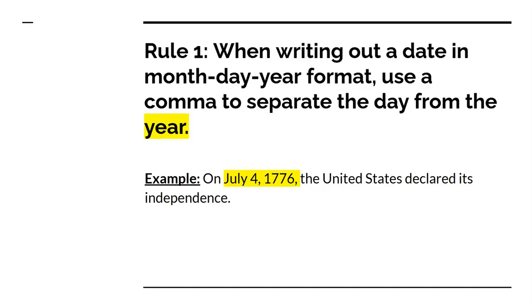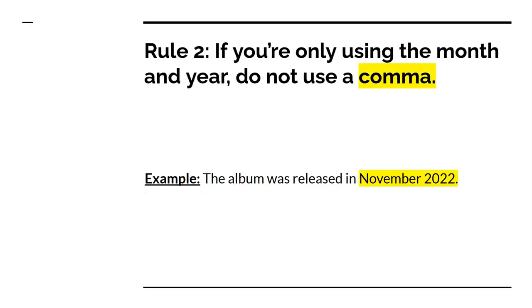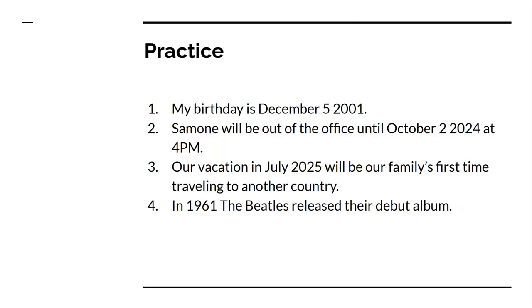Rule number 1 said, when writing out a date in the month, day, year format, we need to use a comma to separate the day from the year. So this sentence does follow that. We have the month, December. We have the day, which is the 5th, and we have the year, which is 2001. And again, rule number 1 said, in this situation, we need a comma after the day and before the year. So on your note-taking sheet, you should have a comma after the 5th, and then you need to identify that that was rule number 1.